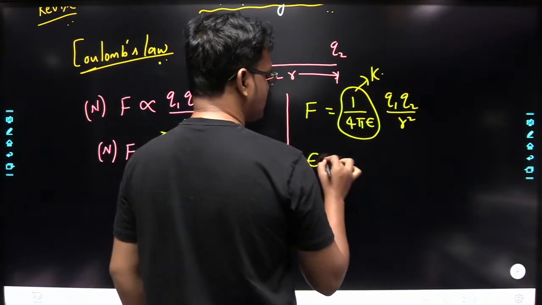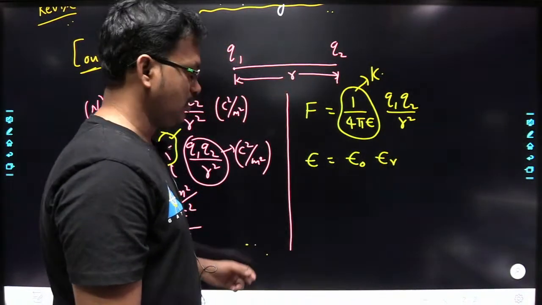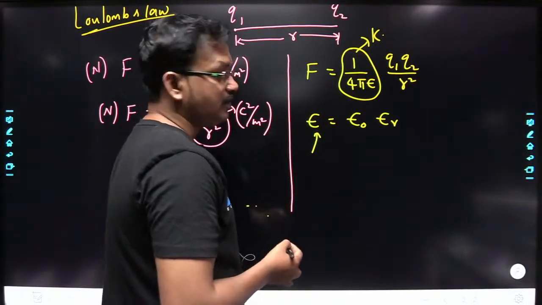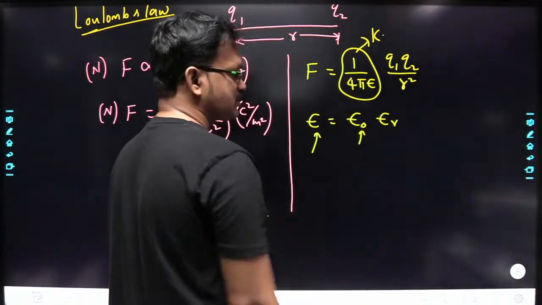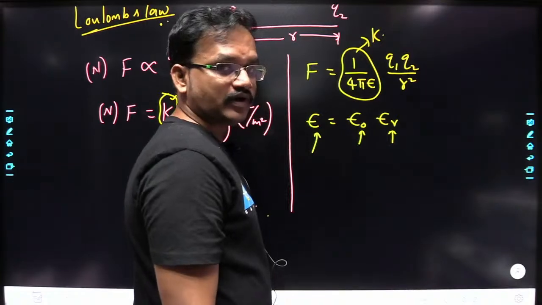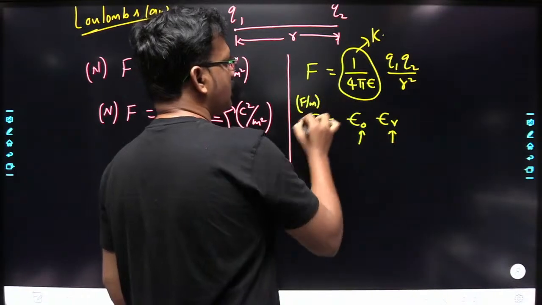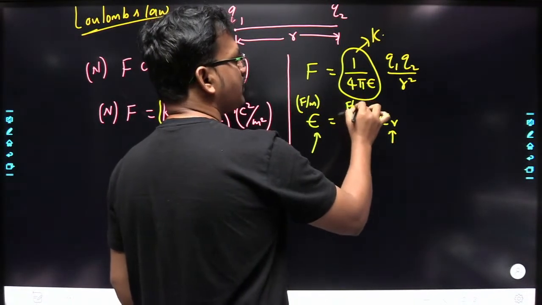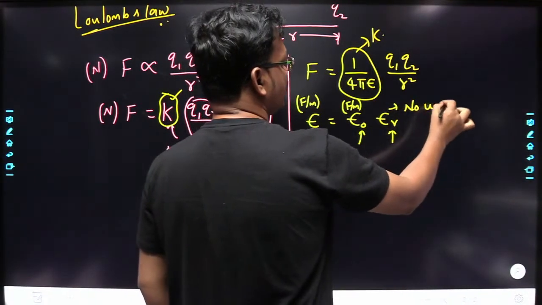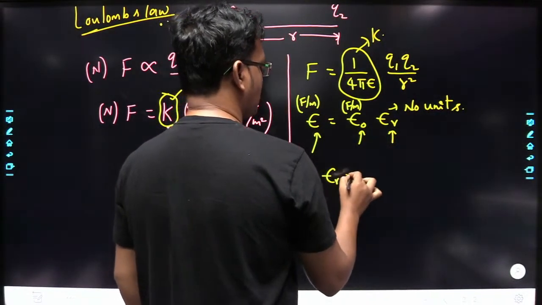So we know that epsilon is equal to epsilon naught into epsilon R. Epsilon is called the permittivity of any medium, epsilon naught is called the permittivity of free space, and epsilon R is called the relative permittivity. The units of epsilon are farad per meter. The units of epsilon naught are also farad per meter. Epsilon R doesn't have any units here. Yes or no?